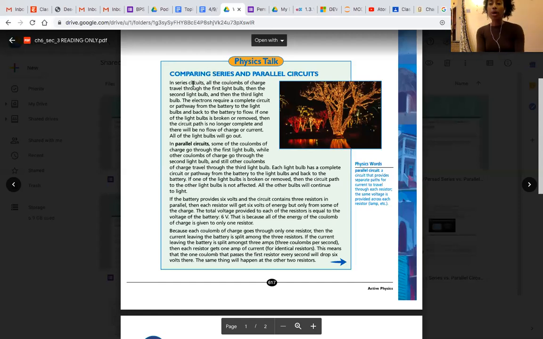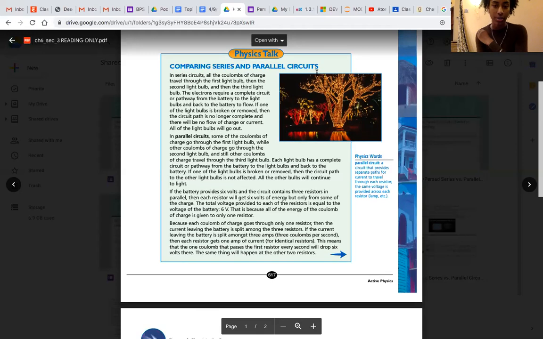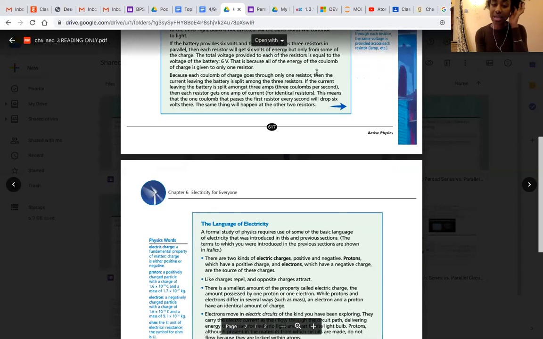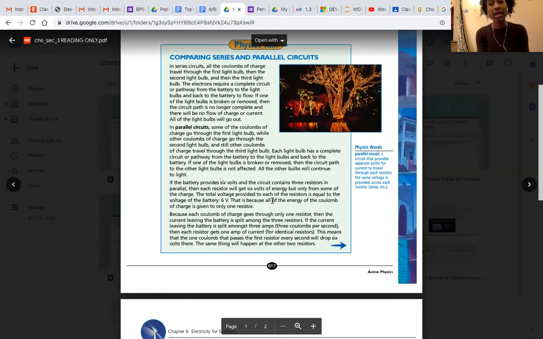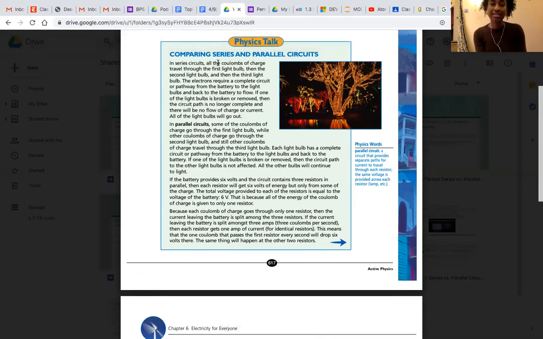Okay, so as always, when we are doing any kind of reading, we want to make sure we read the headings and subheadings. So the first thing we're going to do is read the heading, which is comparing series and parallel circuits. After that, our subheading is the language of electricity. So these are the two things that are going to help you decide where you should be reading when you are answering your text-based questions.